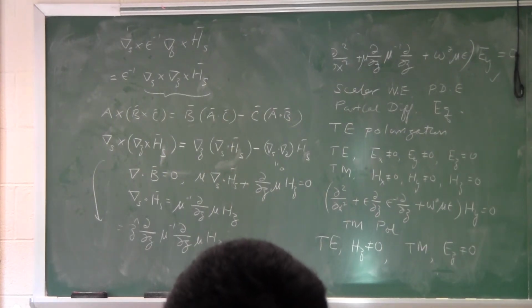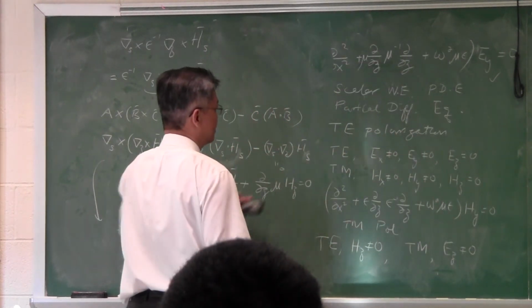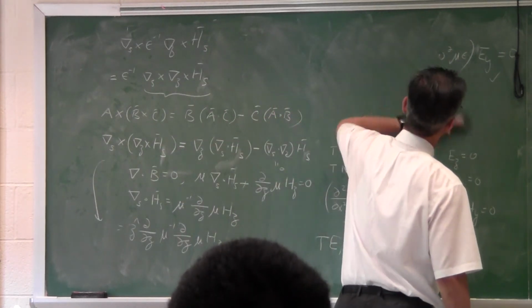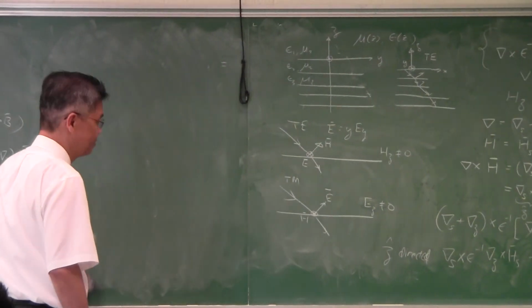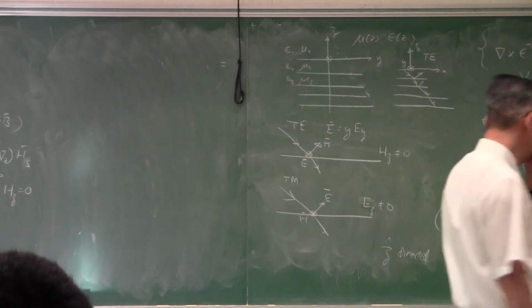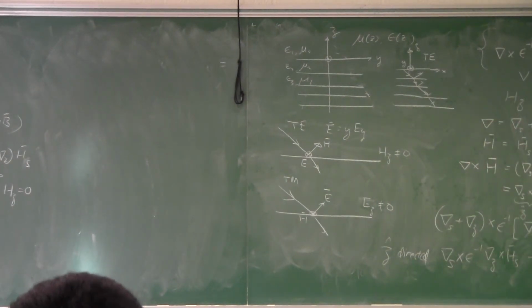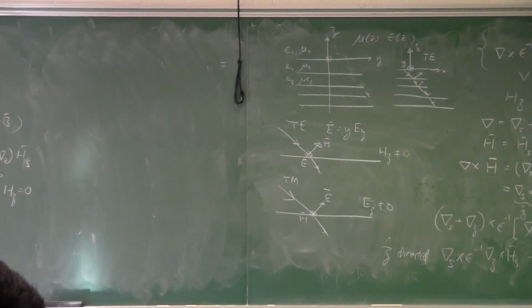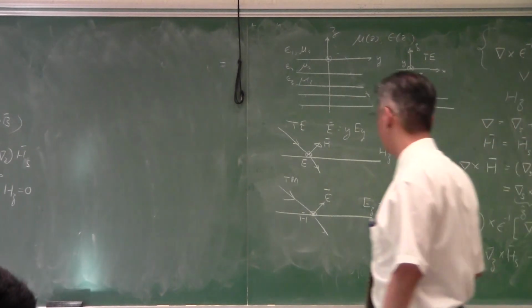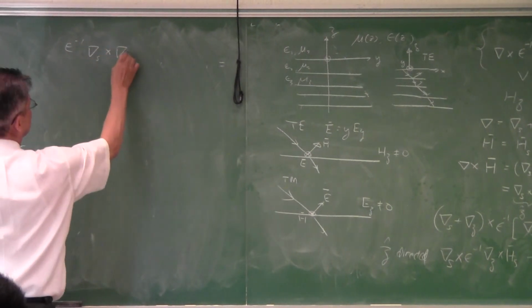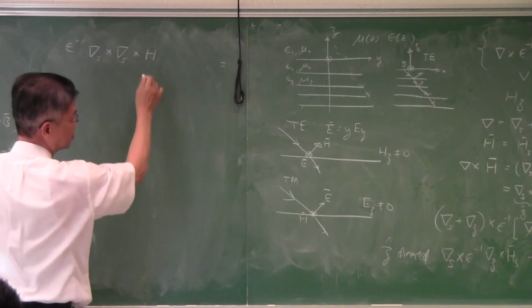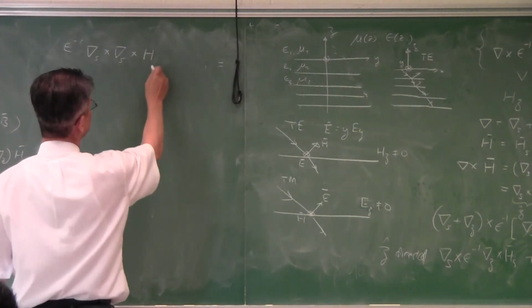What about the second term? The second term is a lot easier to simplify. Because of what? Because this epsilon inverse commutes with this del, right? I can take it outside. So the second term can be written as epsilon inverse cross of hz, right?